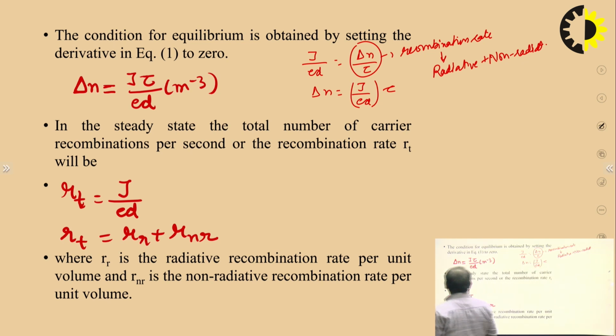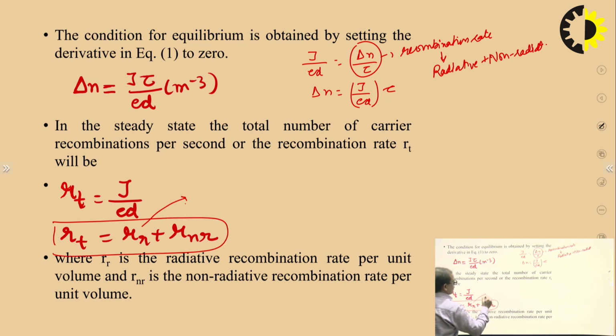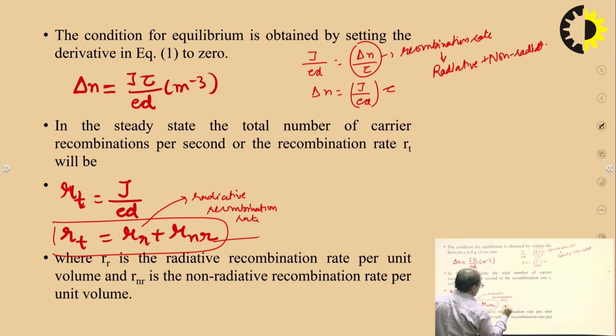So you can see that the recombination rate, that is, if I say this is RT, the total recombination rate, will become equal to J by ED. That is, RT equals J upon ED. This recombination rate consists of the radiative recombination rate plus the non-radiative recombination rate.